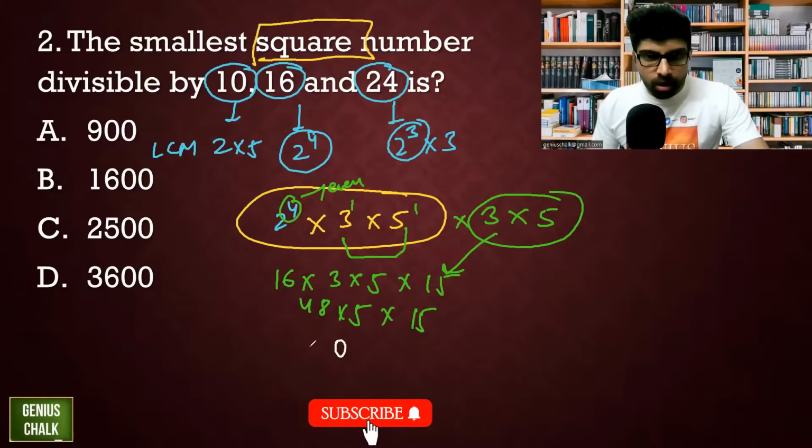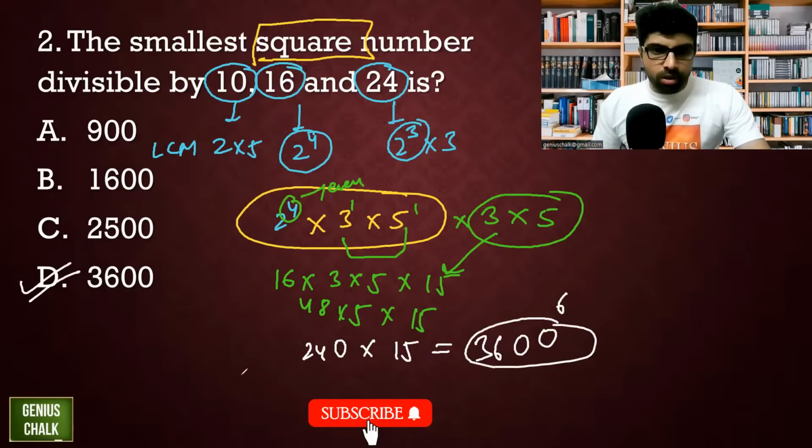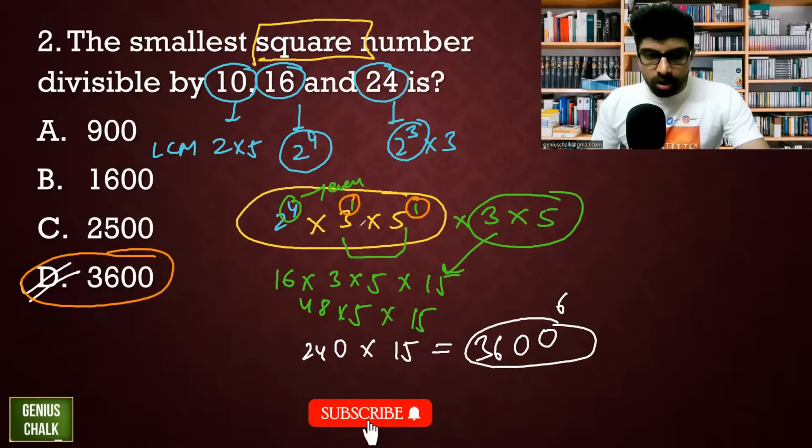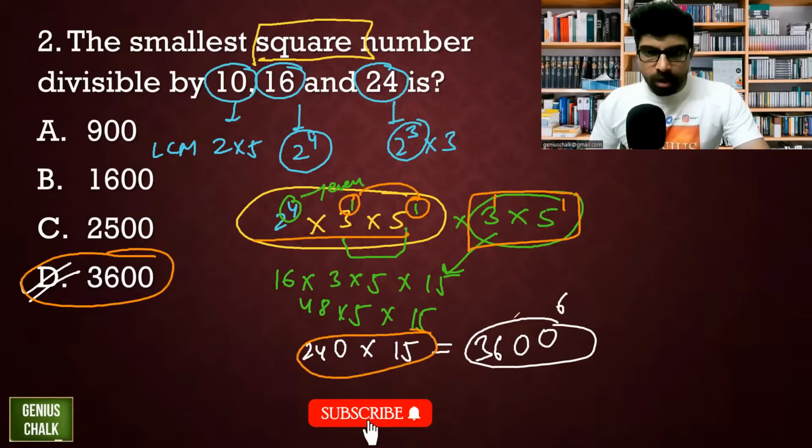So 48 into 5 is 240, into 15, that is 15 4s are 60, 15 2s are 30, and this is 3600. So this is checking your concept clarity of perfect square. These powers were not even, they have to be even. For them to be even, we have to multiply this complete number by 3 into 5, and that's how we can find the smallest perfect square. So the answer is 3600.